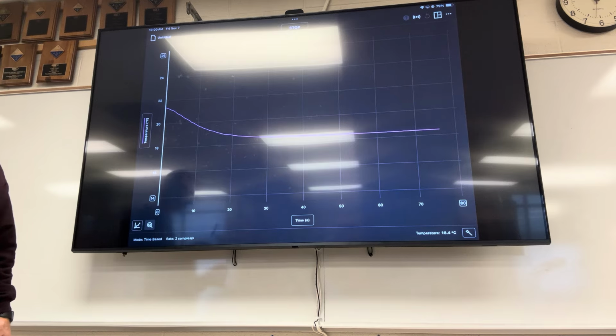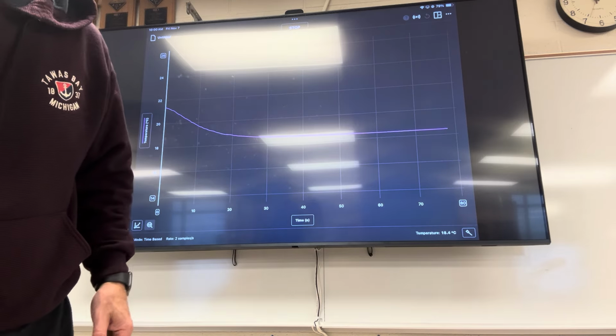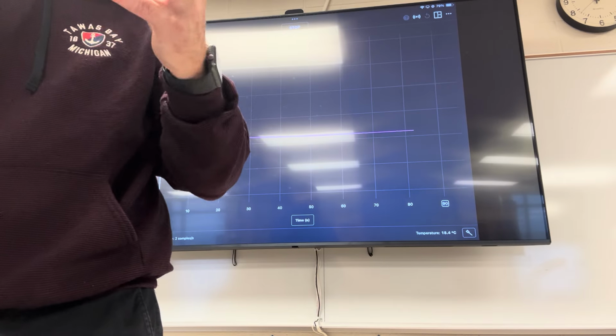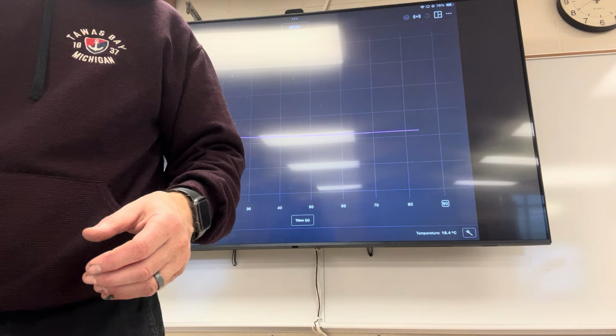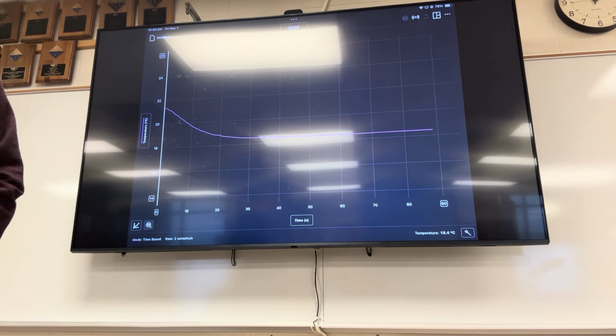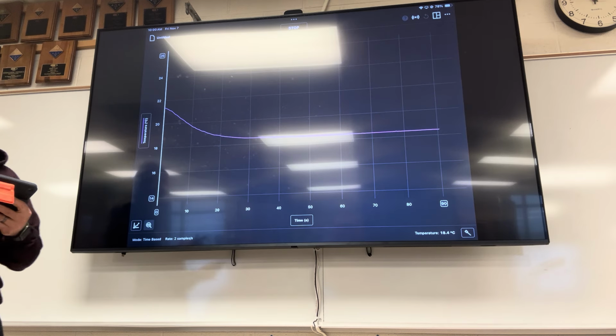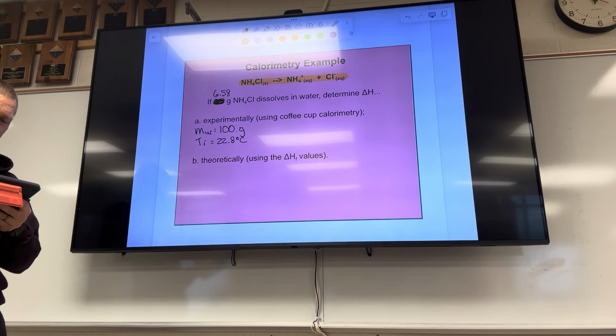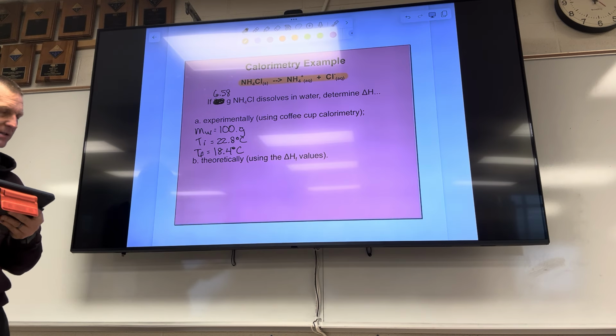Good, I think it's fine. Okay. I will just make sure that all of the ammonium chloride is dissolved. Some of our measurements have chunks of ammonium chloride, but that's all dissolved. And that's not changing at all. So we're going with that. The final temperature is 18.4. TF is 18.4 degrees Celsius.